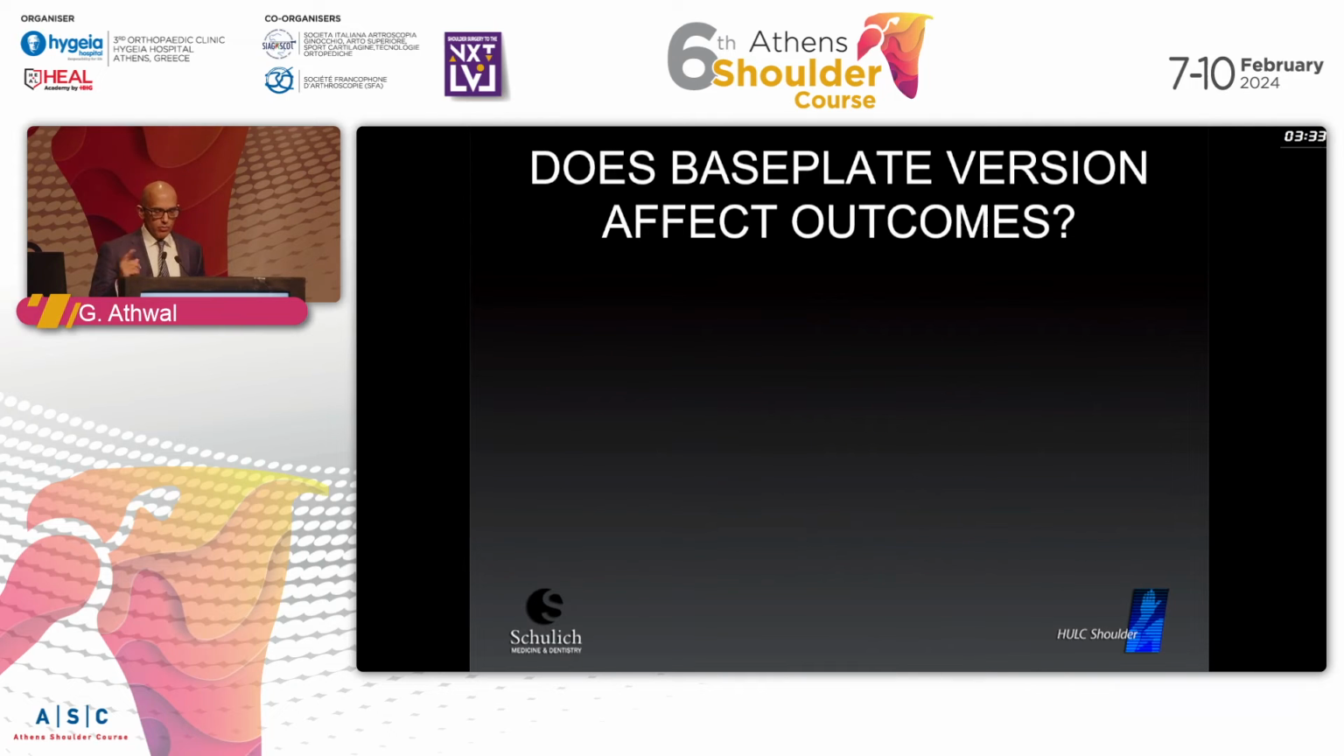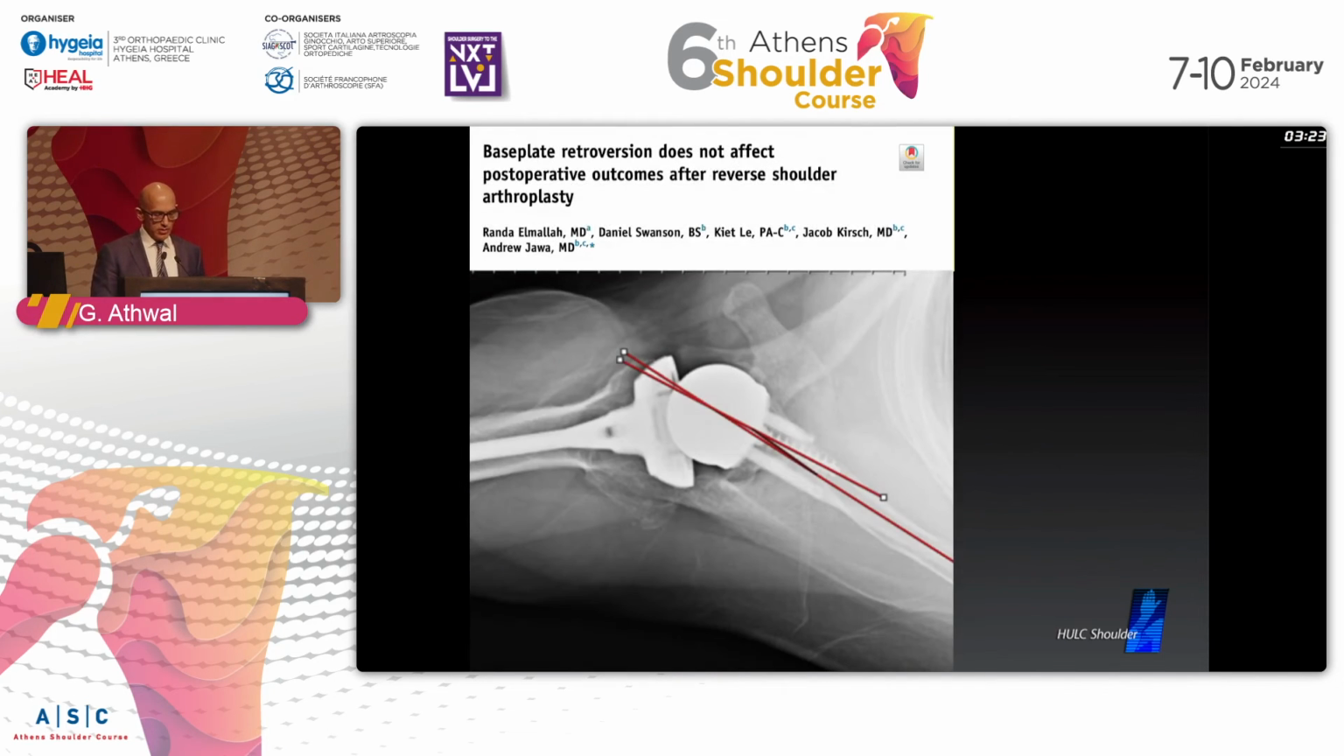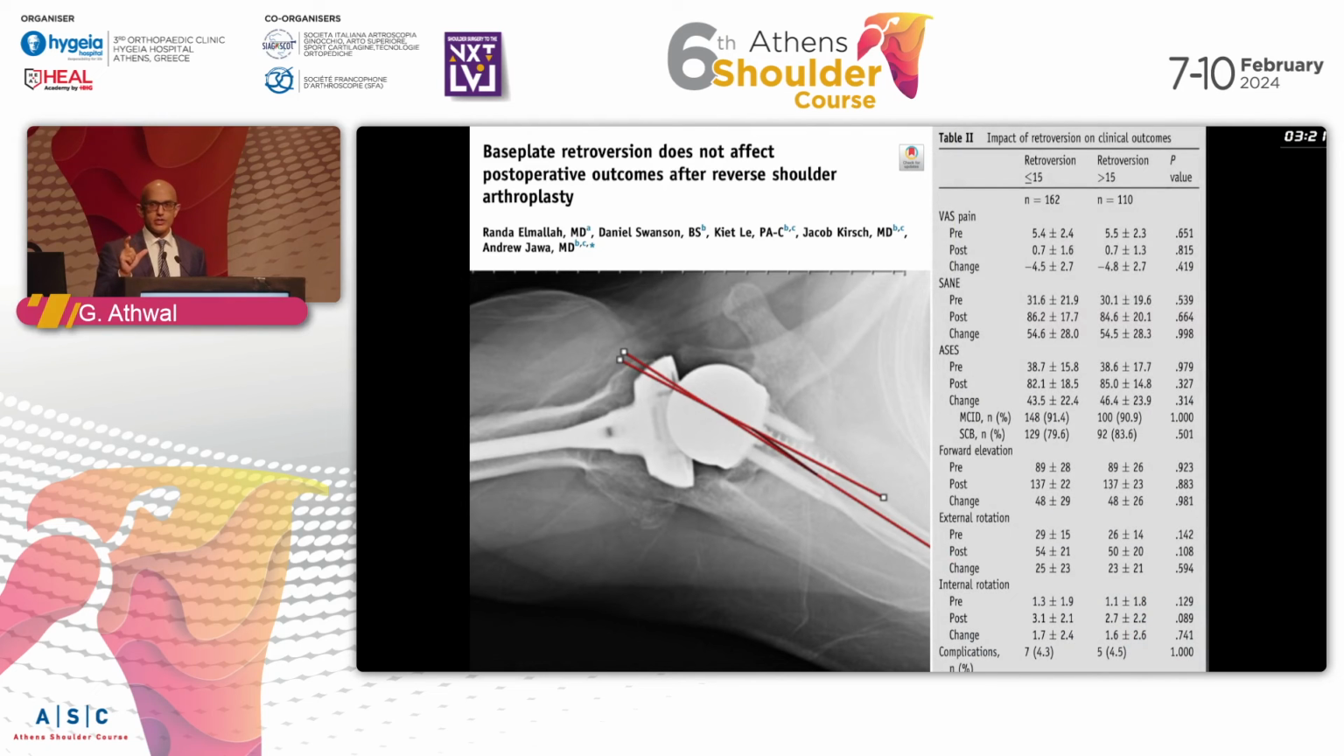So now, what about going specifically at patient outcomes? This is a paper, does base plate version affect outcome? This is something we talk about all the time. This is a paper published by my friend Andy Jawa, and what he did is he looked at a large series of reverses, and he divided them up into 2 groups. So he had a group of reverses, 162, that had less than 15 degrees of retroversion on the base plate, and then another group that had greater than 15 degrees.